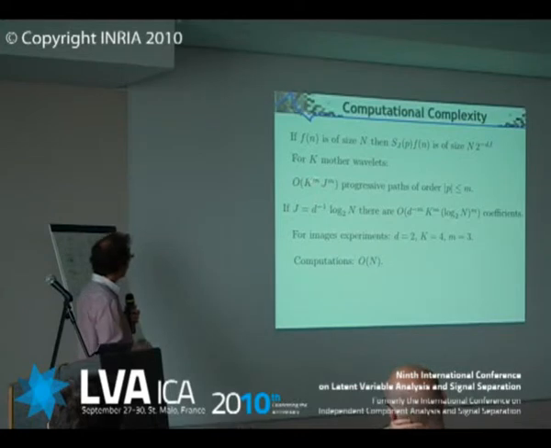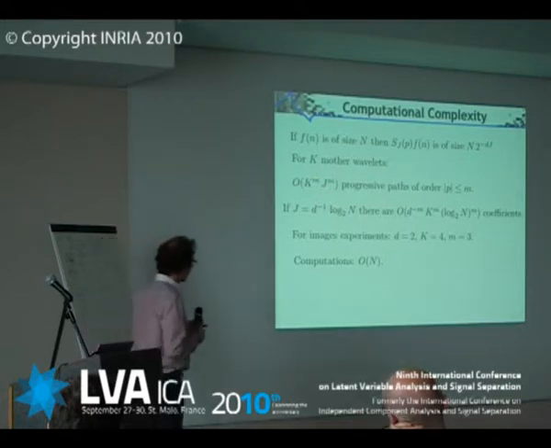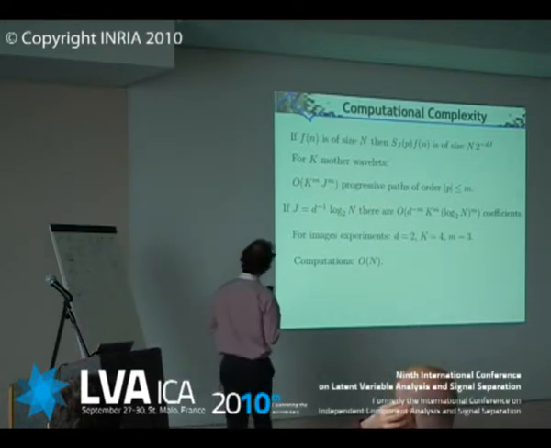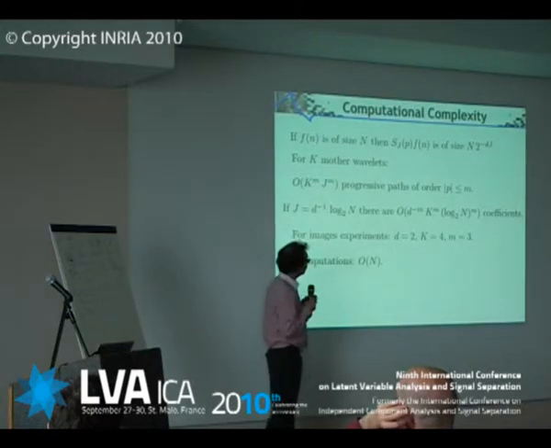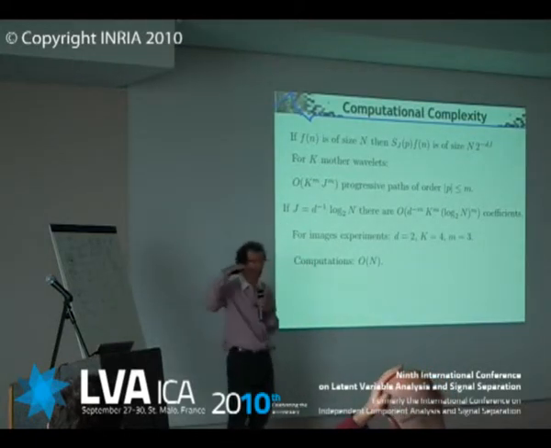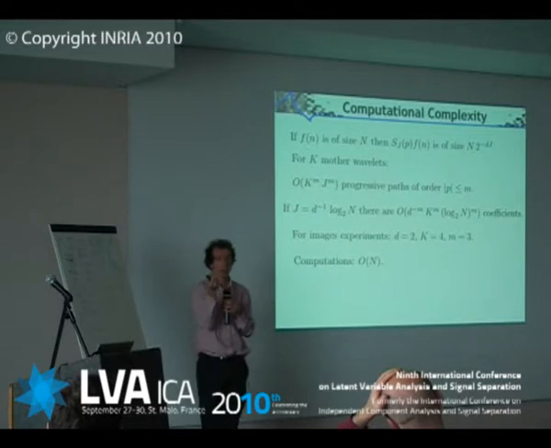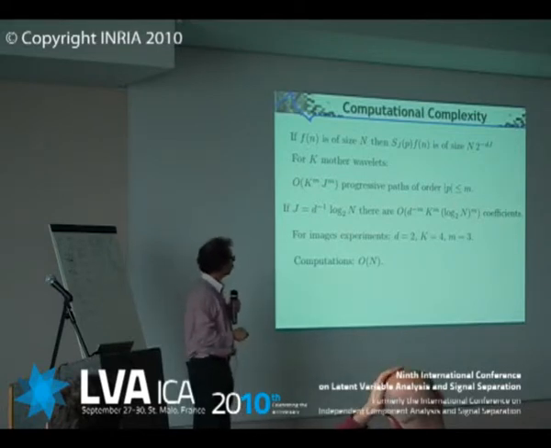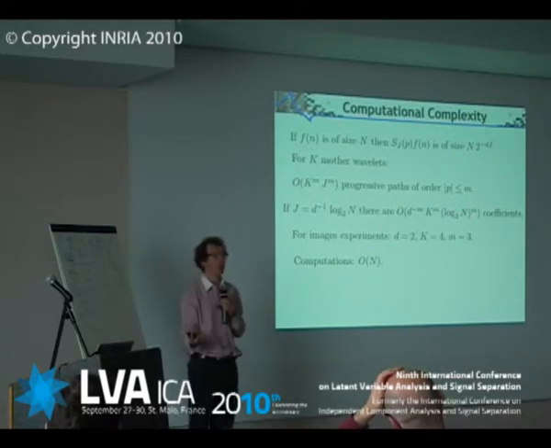The number of paths, if I have k wavelets, is going to be proportional to k to the power m, j to the power m. The maximum depth I can go to is log n. So basically the number of coefficients, because each path at the bottom corresponds to one coefficient, the signal is constant at the bottom, is going to be log n to the power m. So my representation is much smaller than the original signal.